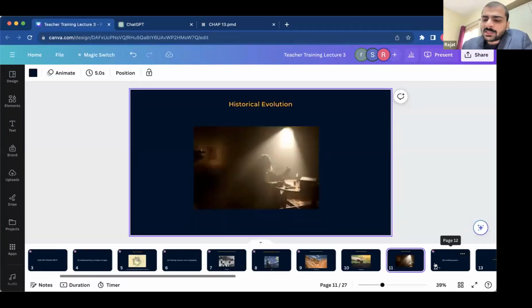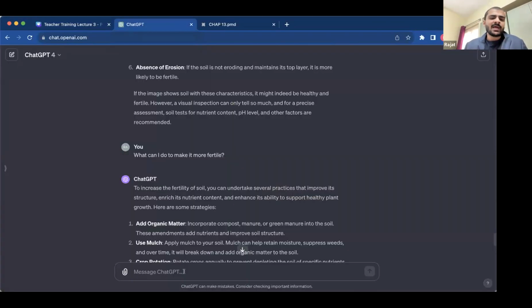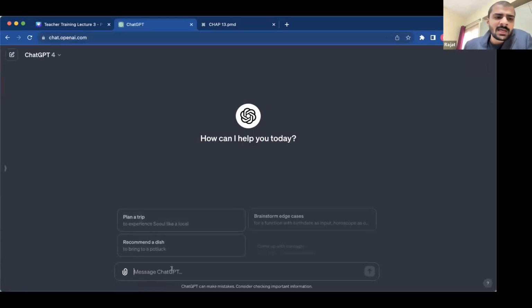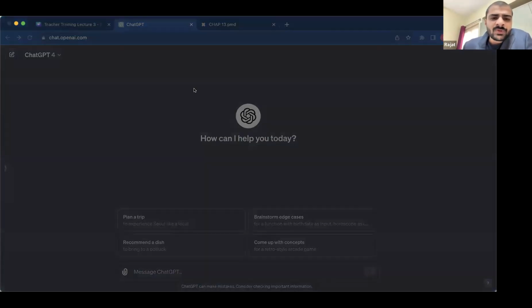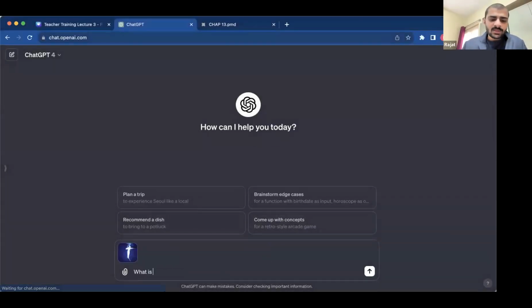Another thing which we want to explain here is the historical evolution. There are some concepts for which, as teachers, we want to explain the history of that particular concept, like what led to it, or how it was discovered. So let me just take this image here and try to ask, what is this image? What is the historical significance of what is being shown in this image?